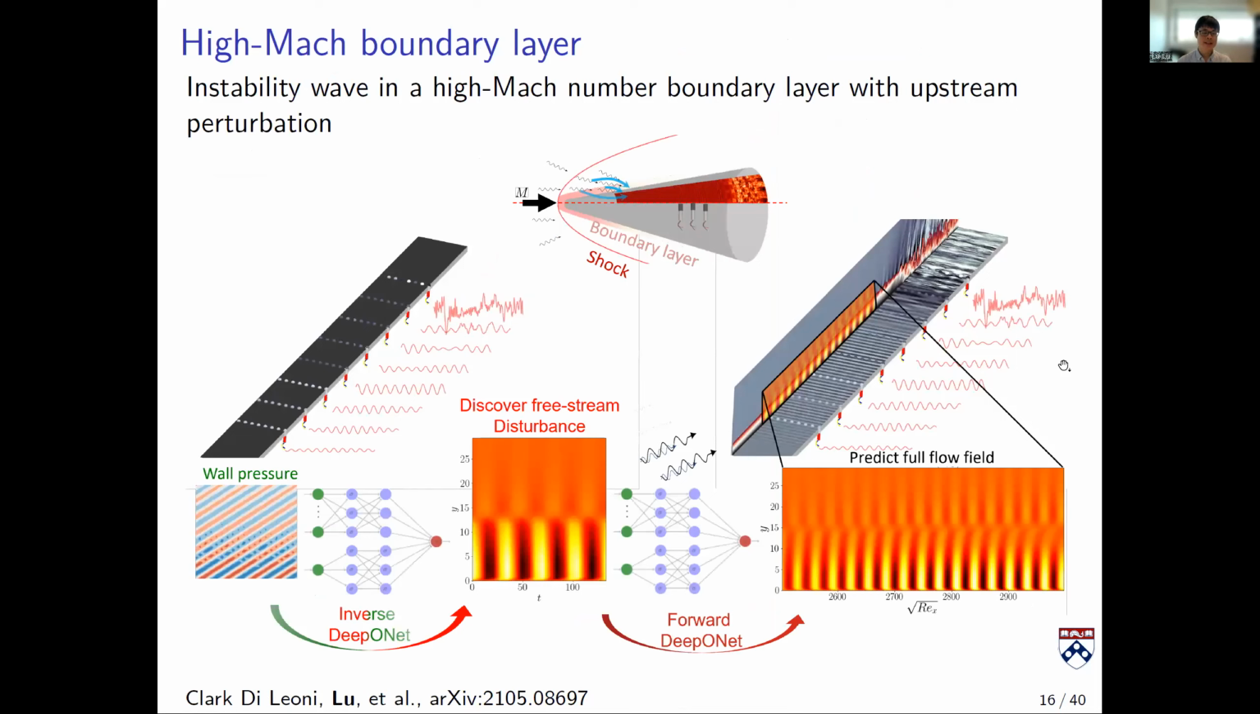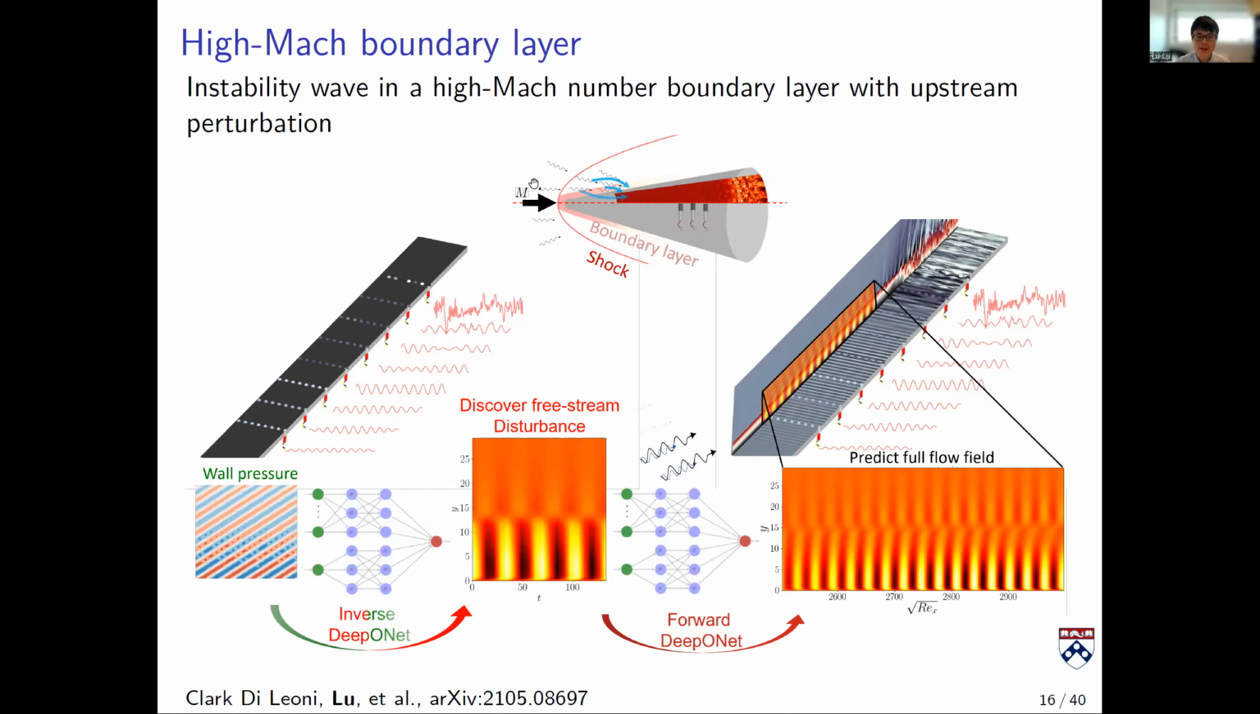Okay, the next example is we go from a small scale to a large scale problem. So let's consider we have a boundary layer problem. We have upstream flow from left to right. And then here we have a boundary layer and it's high speed flow. And then we have a shock here.